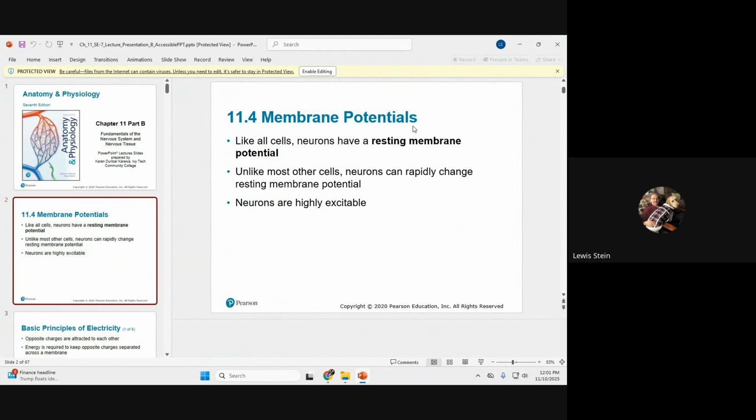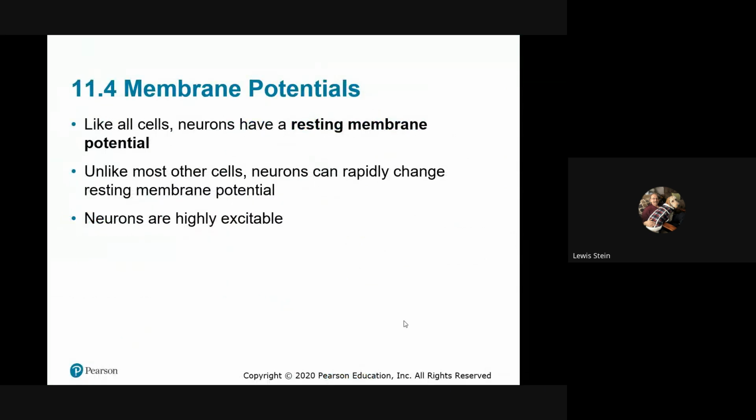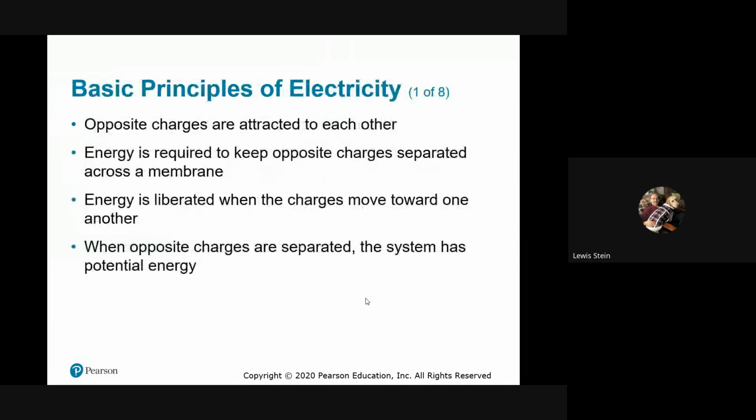Again, it's not a whole lot different than the other cell. We'll revisit the resting membrane potential here. And the whole idea of nerve and muscle cells is that they're very excitable, and nerves even more so than muscle cells. These work very similarly. That should reinforce what you learned and what you're studying for the exam next week.